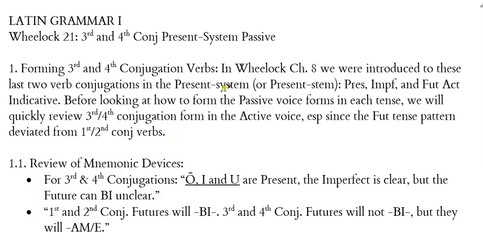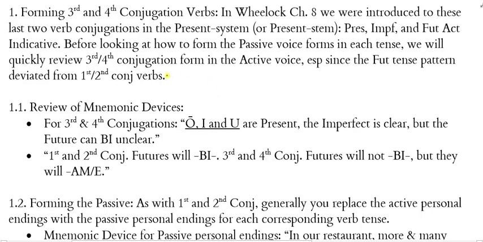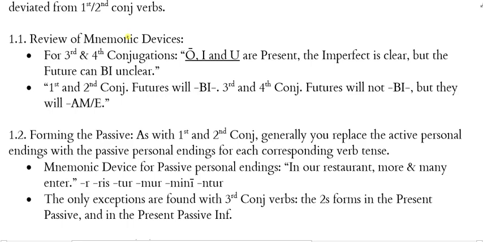Before we actually look at the forms, I want to go through a couple of the mnemonic devices that we learned. This is important for knowing how to identify the present versus the imperfect and the future for third and fourth conjugations, especially compared to first and second conjugation forms. Here's what we said in third and fourth conjugations: I and U are present. The imperfect is clear, but the future can be unclear.